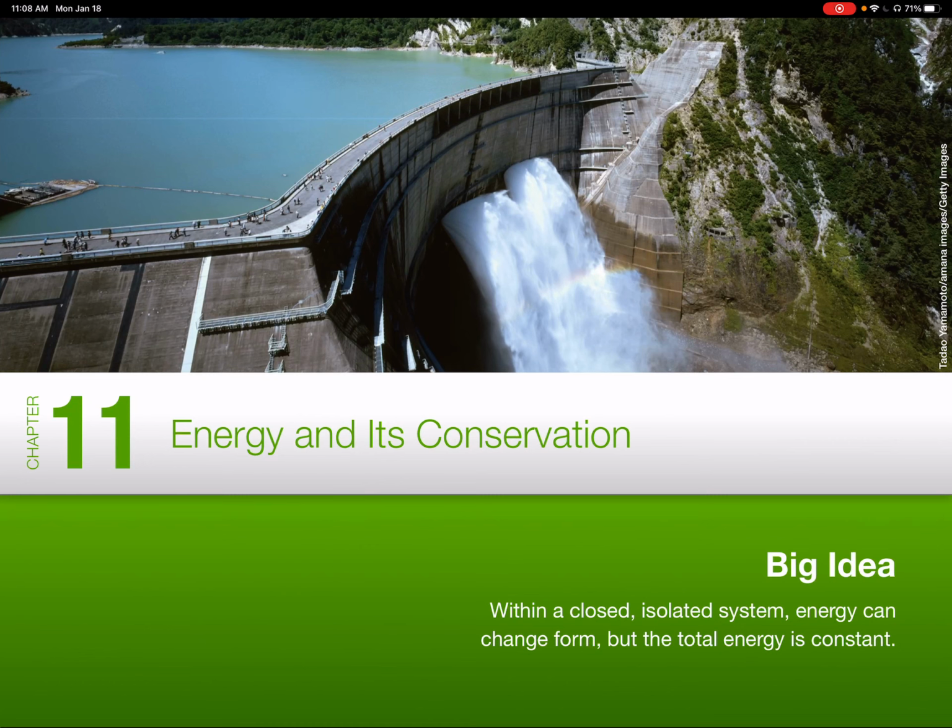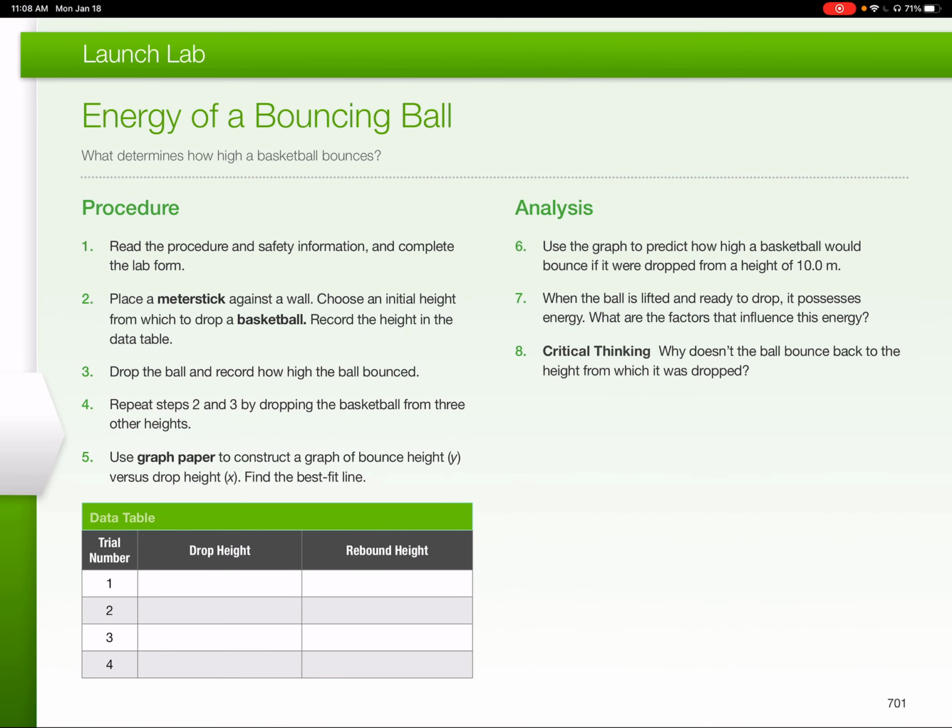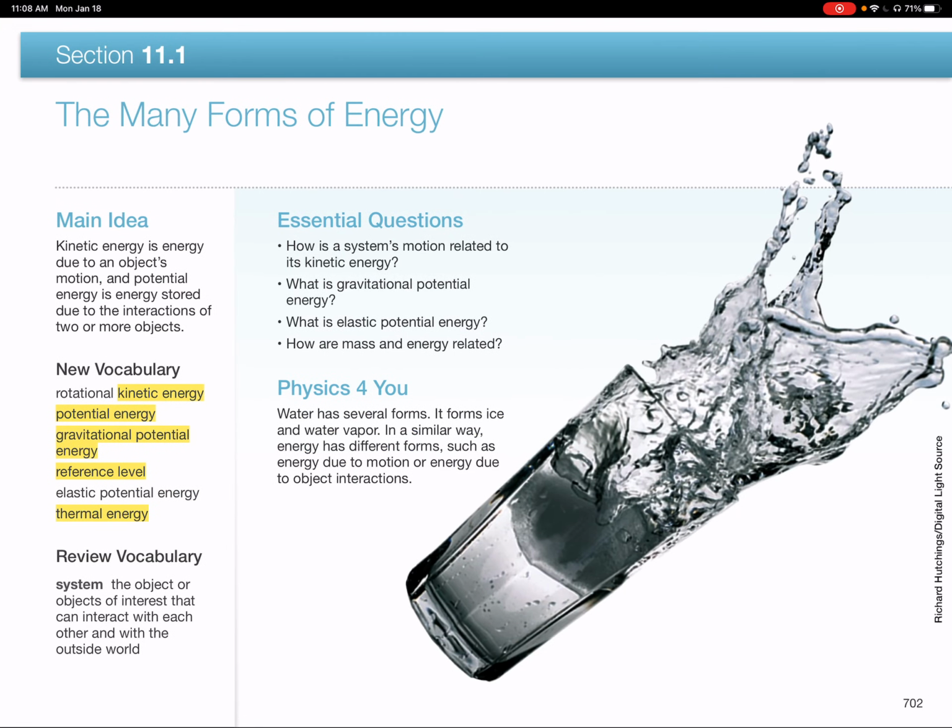Welcome to chapter 11. We're going to be talking about energy, the different forms of it, and of course, as it says, its conservation. We'll talk about what that means in time. There is a little launch lab that you can do at home pretty easily. If you want to give that a try, I think it has some good lessons to teach.